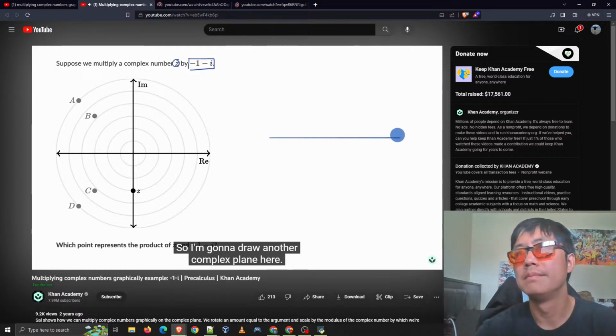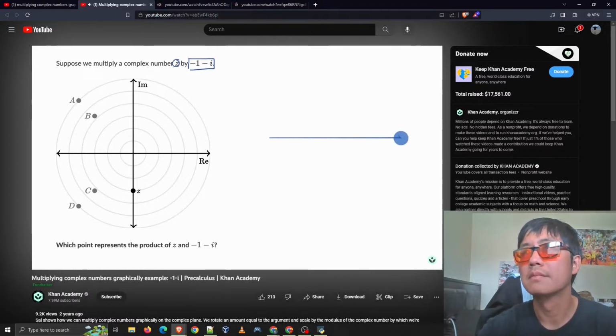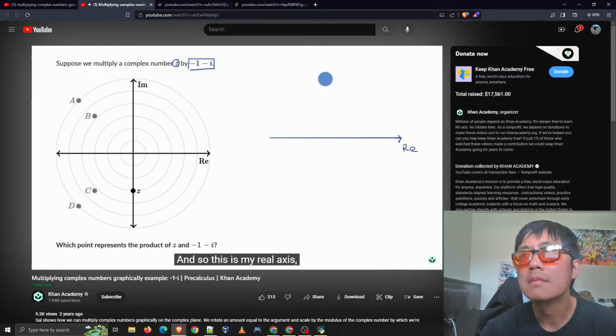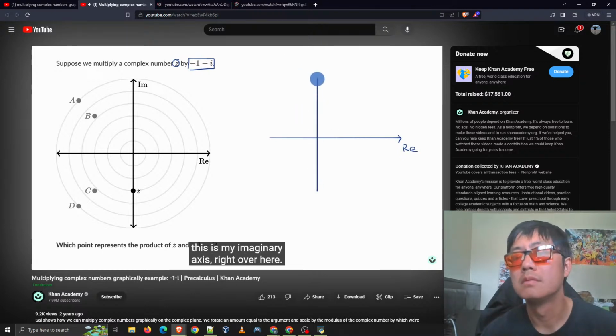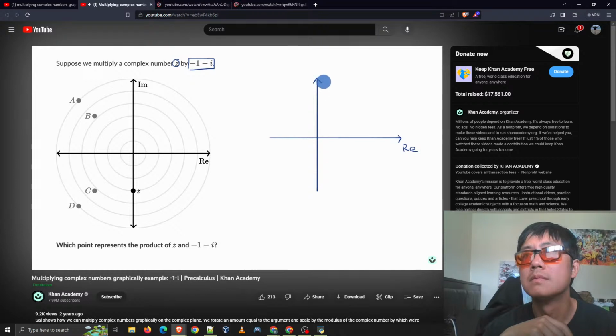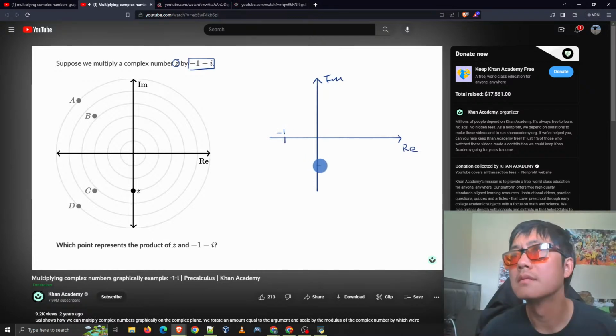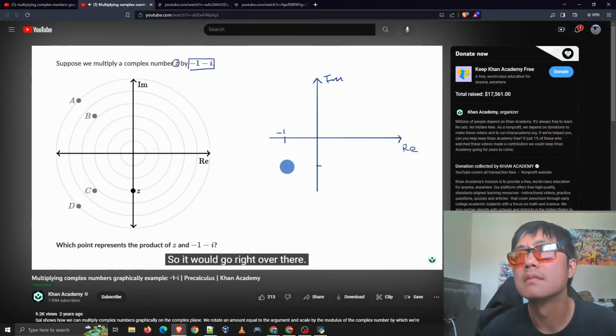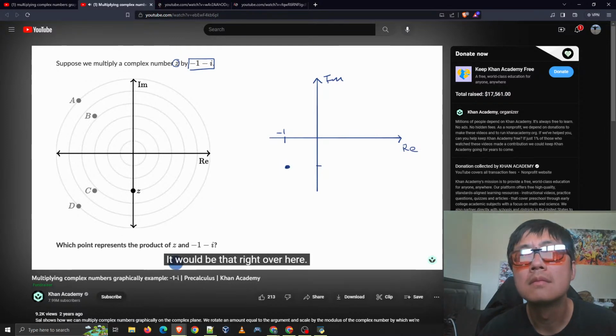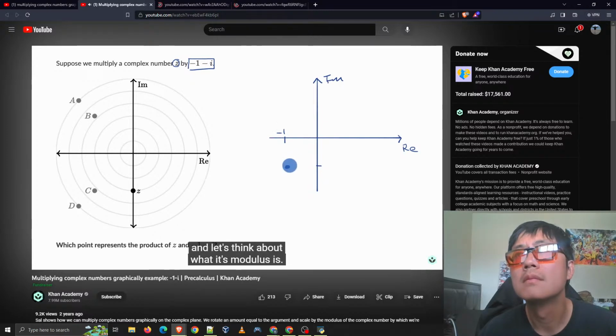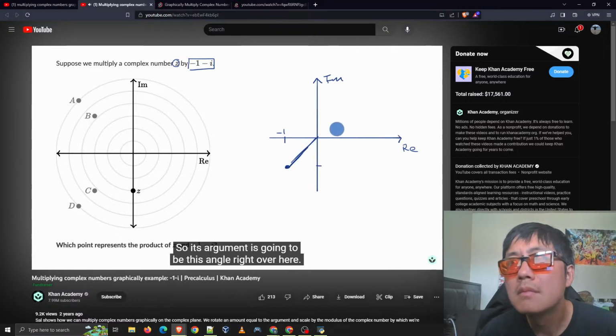Now let me think about that a little bit. So I'm going to draw another complex plane here. This is my real axis, and this is my imaginary axis right over here. And -1 minus i, so that's -1, and then minus 1i, so it would go right over there. Let's think about two things: what its argument is, and what its modulus is. Its argument is going to be this angle right over here.